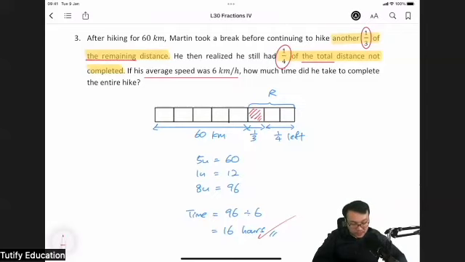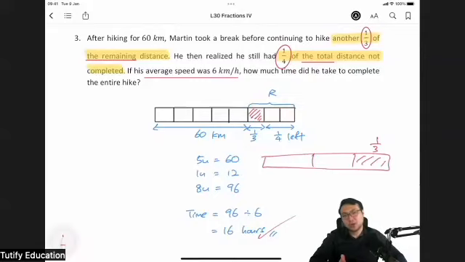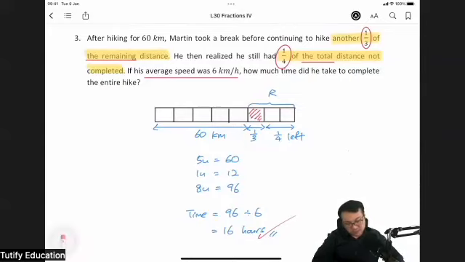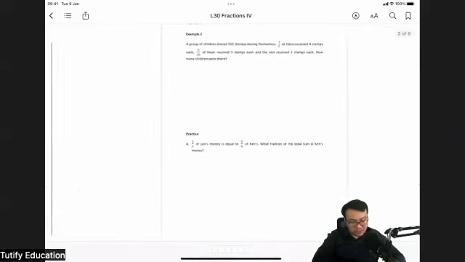So if you read wrongly and you thought that 1/3 is the total, you will be drawing like that. Then you say 1/3. And that is already wrong. If you understand 1/3 is of the remainder, then you will draw 60 kilometers done. This is the remainder. Then this is 1/3. So there's a lot of difference depending on how you read the question. That's why I say be extra careful when you read the question.